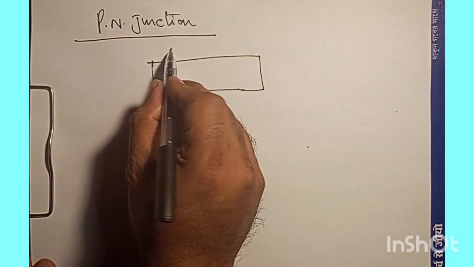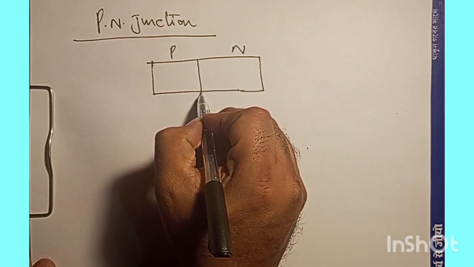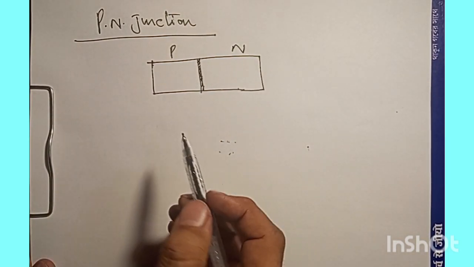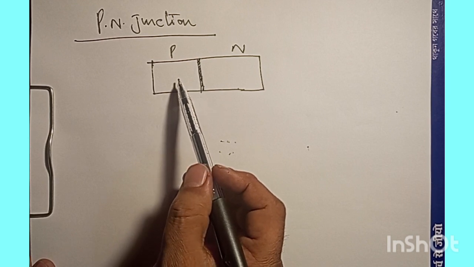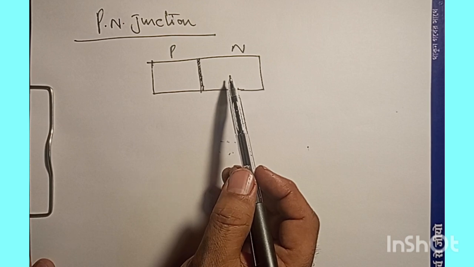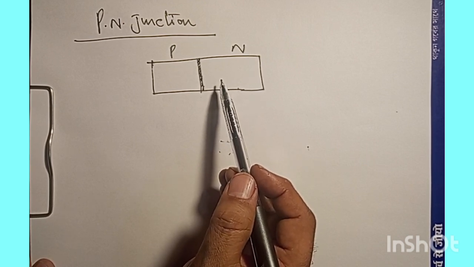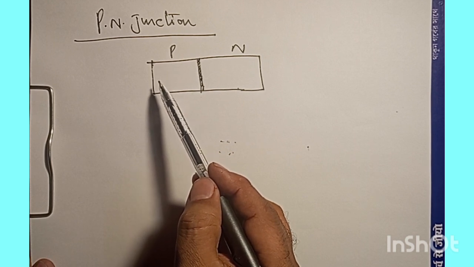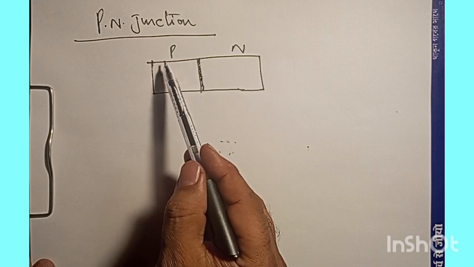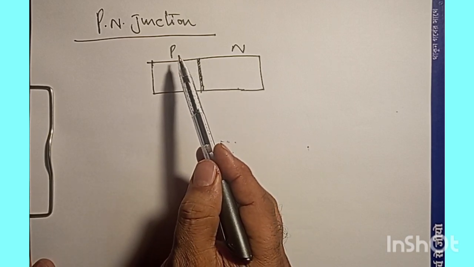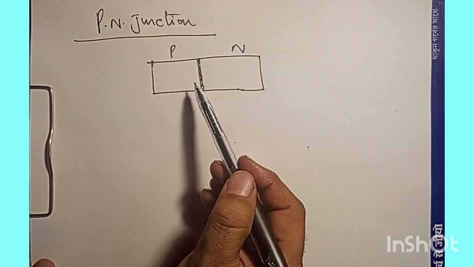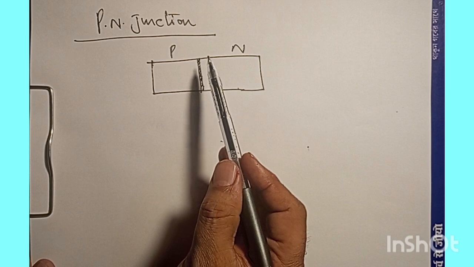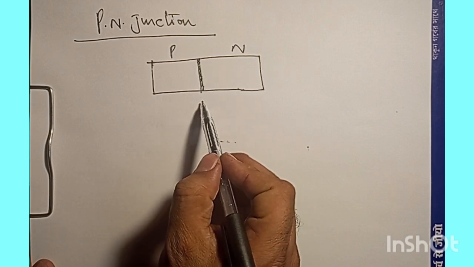So we have P and we have N, and we have a junction, and we have a p-type semiconductor and an n-type semiconductor. A single piece of semiconductor material with one portion doped with pentavalent impurity and the other portion doped with trivalent impurity behaves as a p-n junction. In fact, the boundary that's dividing the two halves of such a semiconductor is called a junction. So this is a junction.